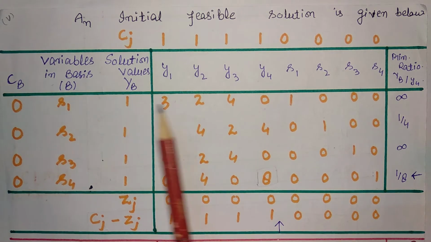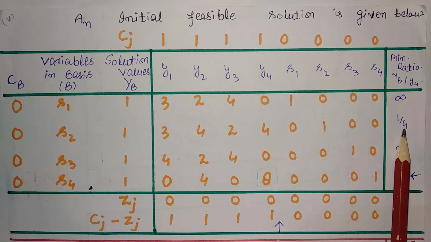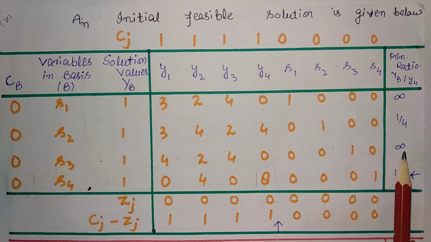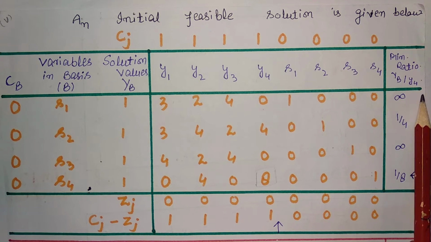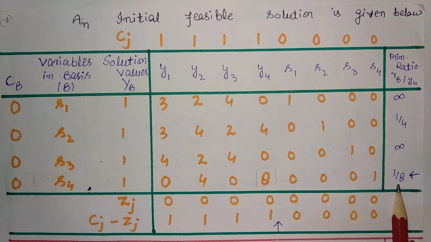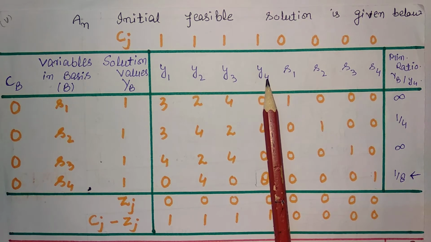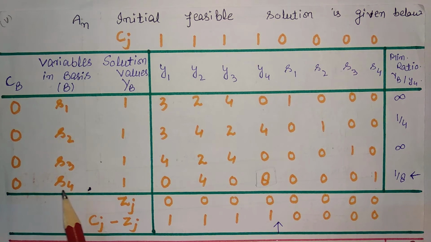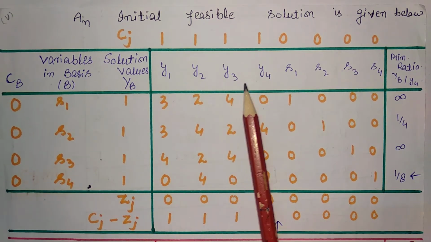So 1 divided by 0, it will become infinite. Then 1 divided by 4, 1 by 4. 1 divided by 0, infinite. And 1 divided by 8. Okay. Then the minimum value among these values is 1 by 8. So this row will be the key row. Okay. That is, y4 will enter into the basis in place of s4. Okay, that is, in place of s4 I can write y4.